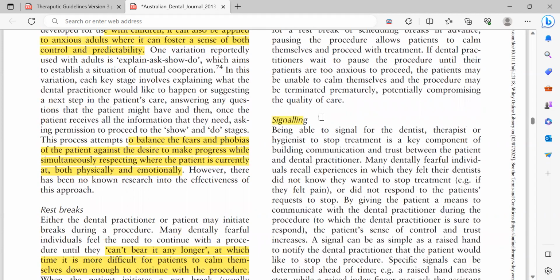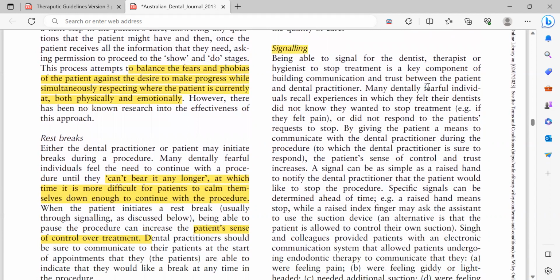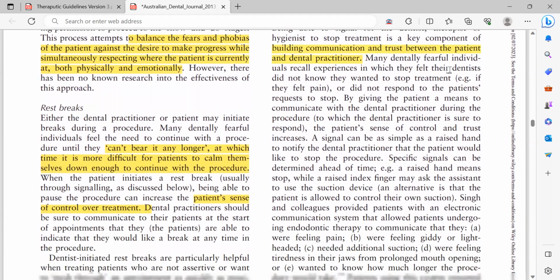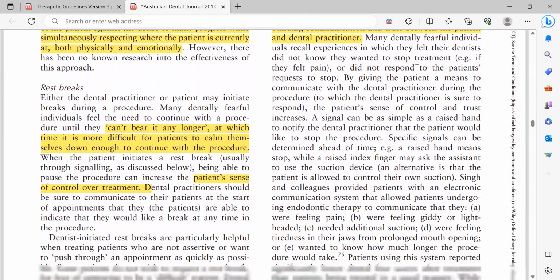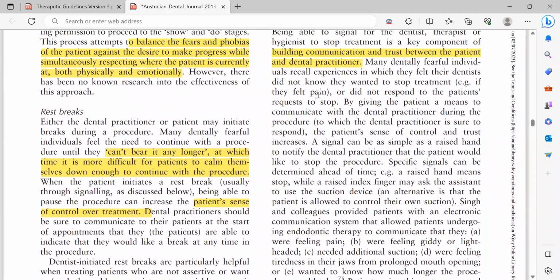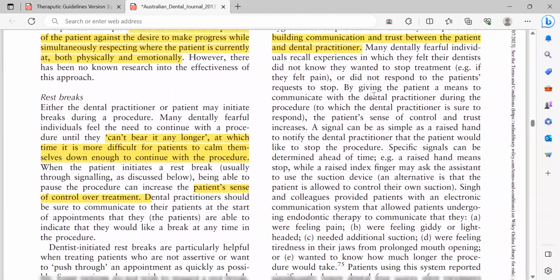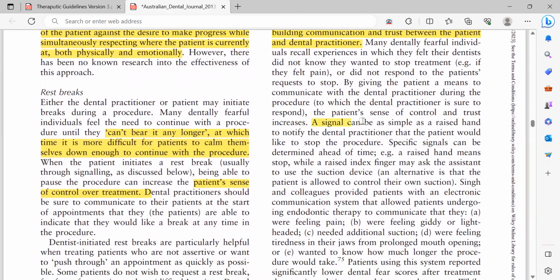Then signaling. So signaling would be raising their hand up. It is very important that you tell your patient how to signal you to stop treatment. It is a key component of building communication and trust between the patient and the dental practitioner. Many dentally fearful individuals recall experiences in which they felt their dentist did not know they wanted to stop treatment. Like they were feeling pain, but they could not show the pain because they were in the middle of the procedure. A signal can be as simple as a raised hand to notify the dental practitioner that the patient would like to stop the procedure.